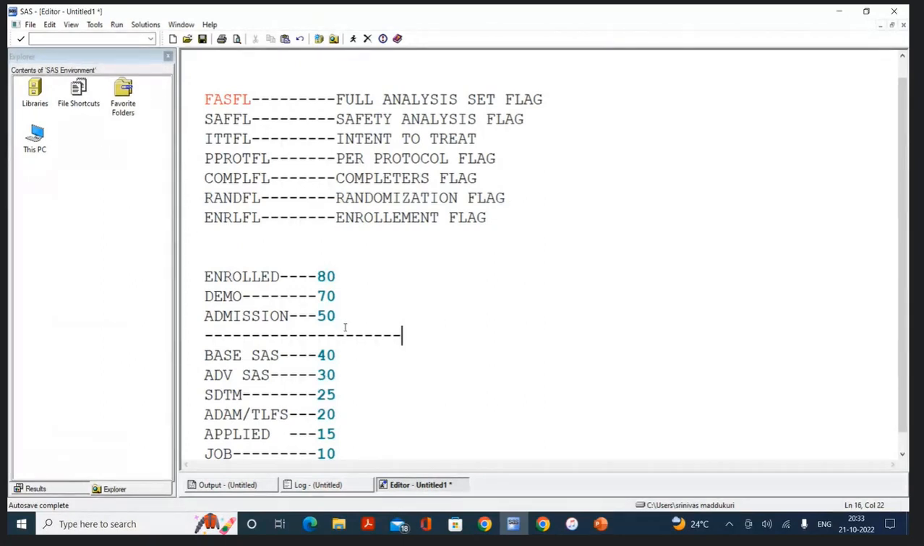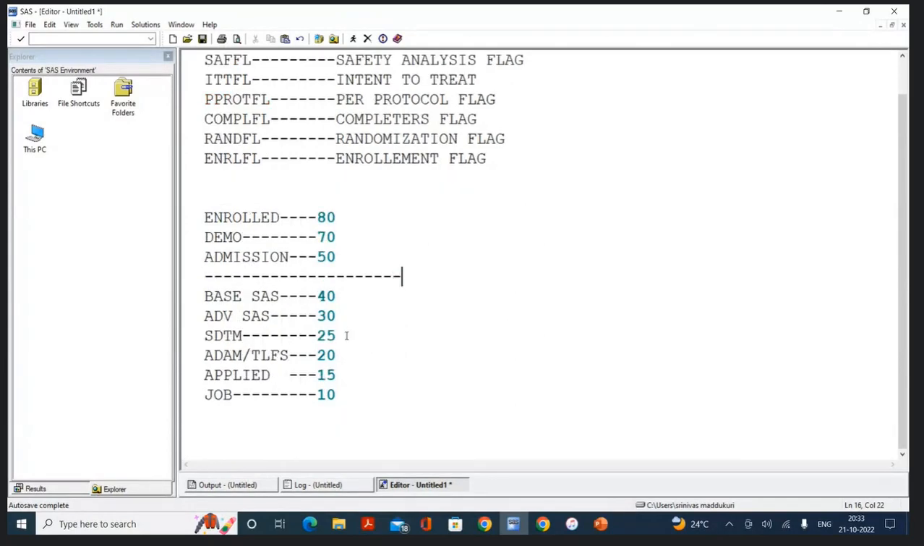And tell me, what is 15 and 10? Sir, applied for a job, 15, yes, but 10 by 15. So now you can say 10 divided by 80, 10 divided by 70, or 10 divided by 50, since 50 members have taken the course. Whoever completed the base, 10 divided by 40, or advanced, 10 divided by 30, or whoever completed the SDTM, 10 divided by 25. You can do anything, right? So it depends on the requirement. We can also take 10 divided by 15.